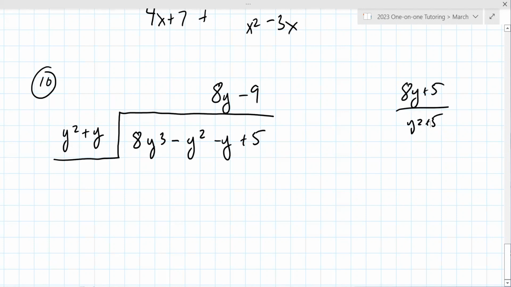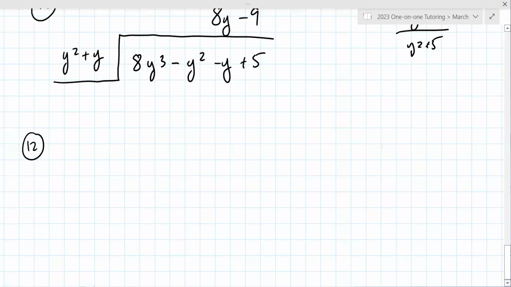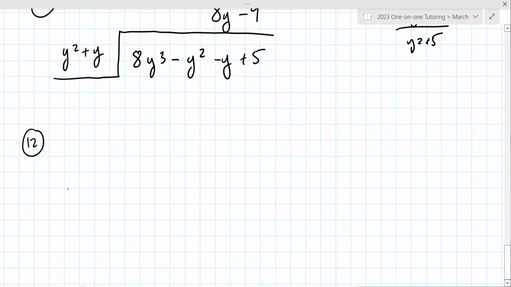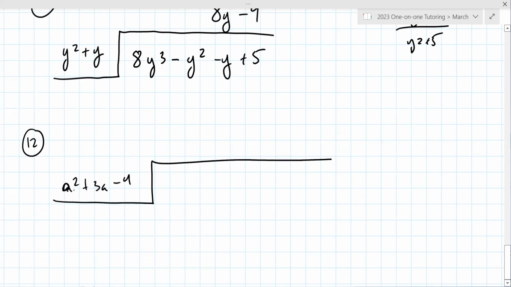All right. Might as well have you try 12 before we do some new ones, if that's okay with you, because you do seem to have it down. 12 is really similar to the previous one. It's just a bit more involved. a squared plus 3a minus 4, and then inside the house is 5a cubed plus 7a squared minus 2a minus 9. We'll do some synthetic division after this, but let me know if you have any questions as you work through this one.